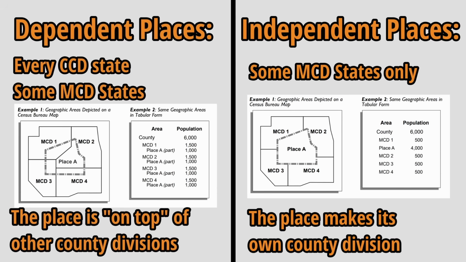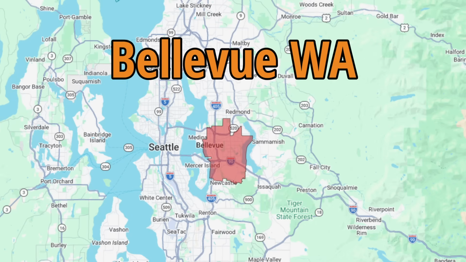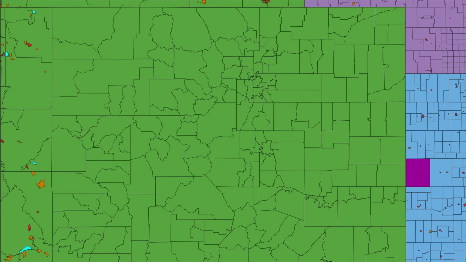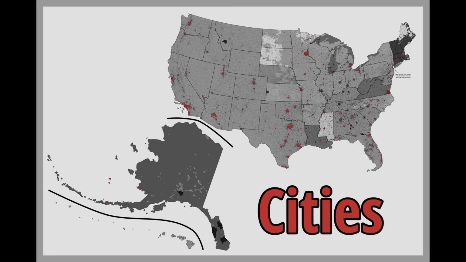While the topic of this video is county subdivisions, all places, even dependent ones, must be mentioned. I mean, who is going to say they live in East Seattle CCD when they actually live in the city of Bellevue, Washington? But because I included places on this map, some CCDs and other MCDs will be covered by the dependent places. So the first place on this map, and by far the most common place, are cities.